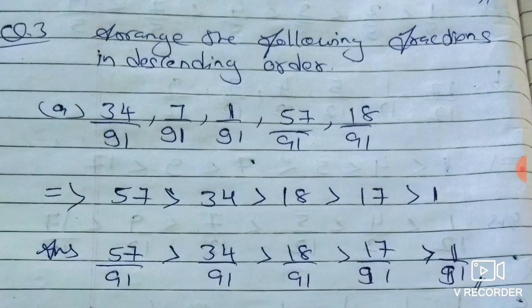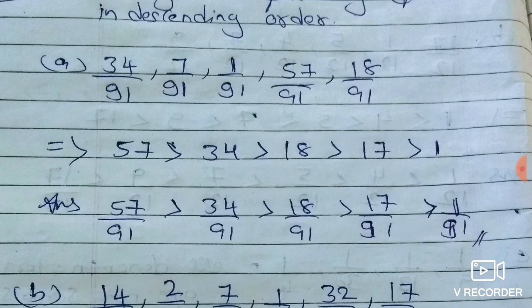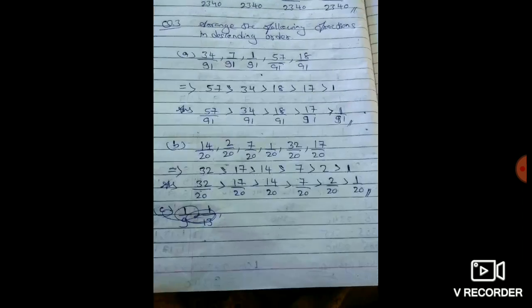So write 57 greater than 34, greater than 18, greater than 17, greater than 1. Then write 57 upon 91 greater than 34 upon 91, greater than 18 upon 91, greater than 17 upon 91, greater than 1 upon 91. This is your final answer.